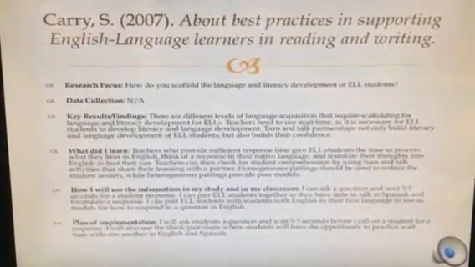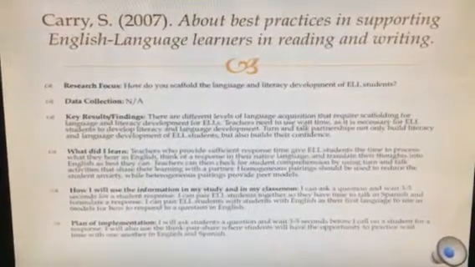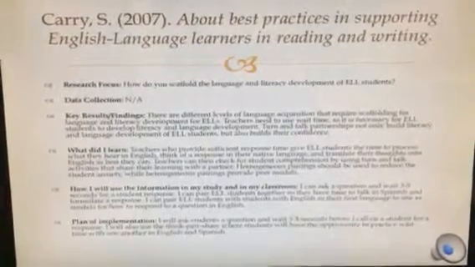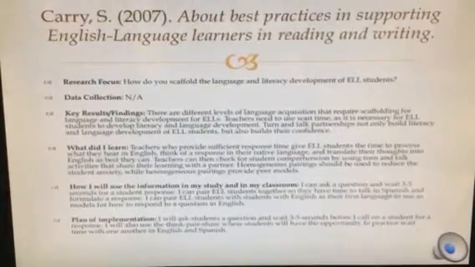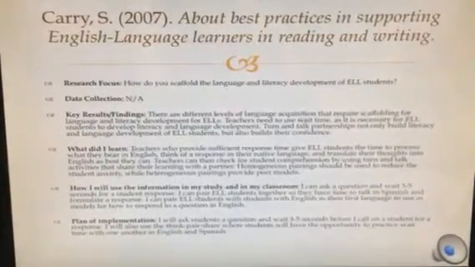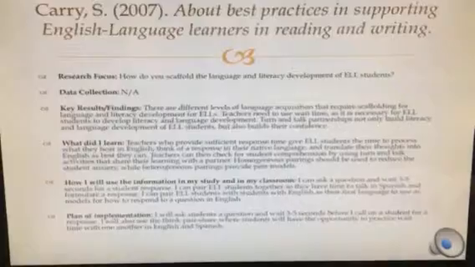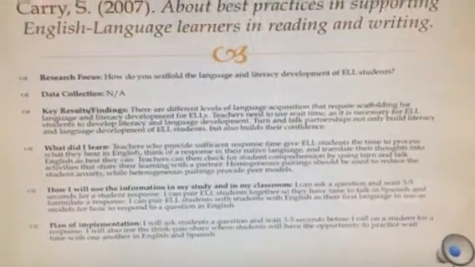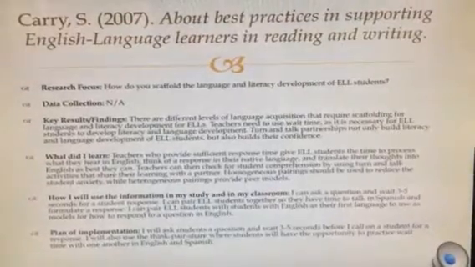I learned that teachers who provide sufficient response time give ELL students the time to process what they hear in English, think of a response in their native language, and translate their thoughts into English as best they can. Teachers can check for understanding of student comprehension by using turn and talk activities in which students share their learning with a partner. Homogeneous pairing should be used to reduce student anxiety, while heterogeneous pairing should provide peer models.